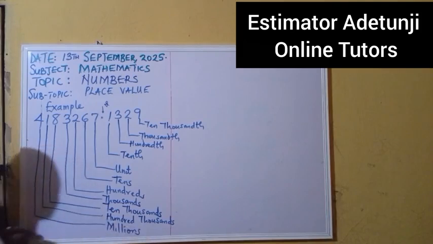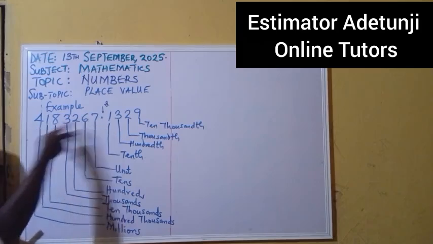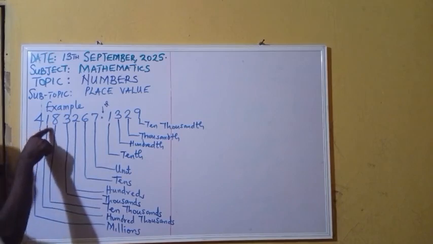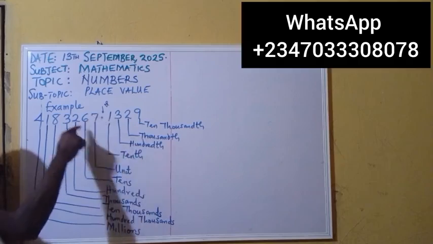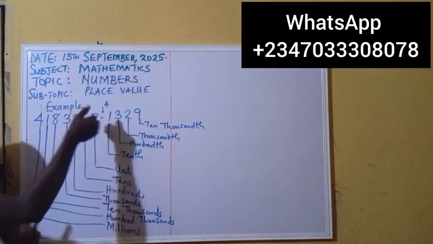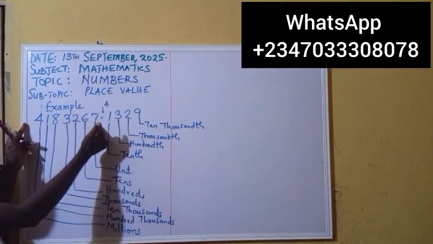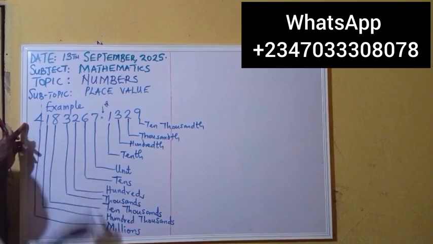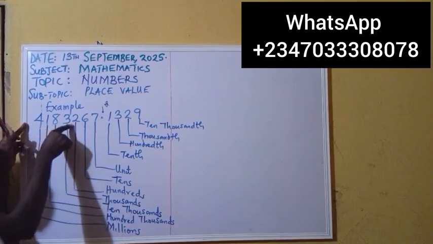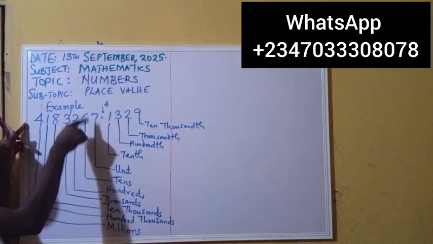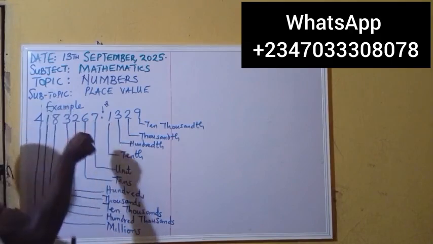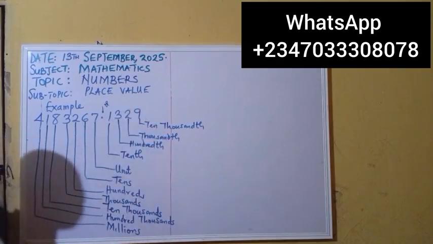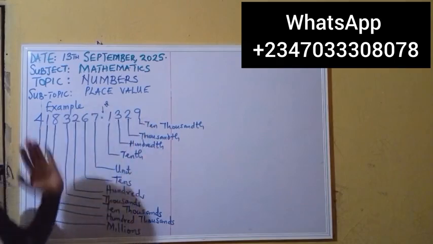So indirectly, all the numbers we have before the point are speaking in millions. That is 4,183,267. I'm talking about the whole number part, assuming we are dealing with whole numbers. But in this situation, what are we going to have? We are going to have 4,183,267.1329. Place value example, I believe it's clear.